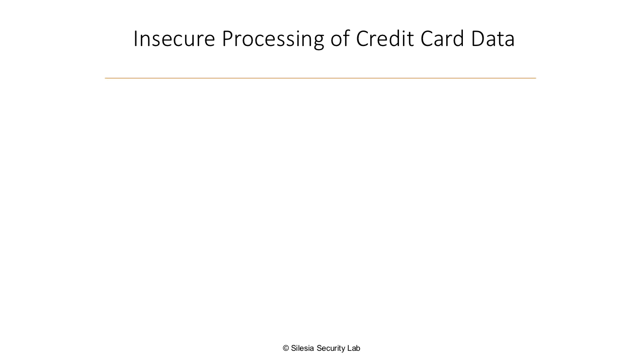Welcome back, guys. The next problem: insecure processing of credit card data. Credit card data is something very interesting and very sensitive. Credit card number, CVV2, which is an authorization code, is a very sensitive piece of data. And naturally, we don't want this sensitive data to be insecurely processed.